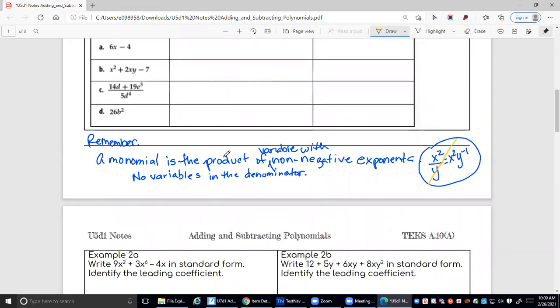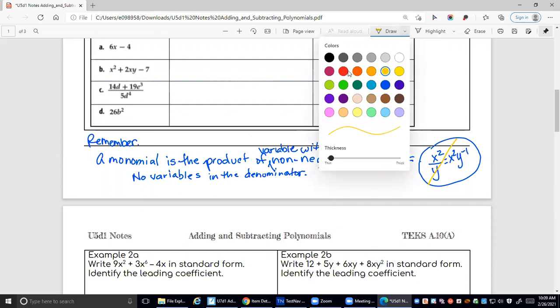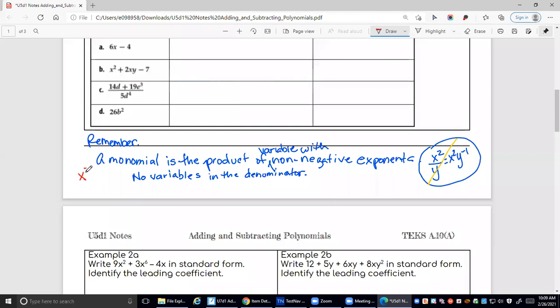And then an example of a monomial would be something like this. And I know I usually put my counter on the other side, but x squared y. We could even put a 5 in front, that's fine. This is an example of a monomial.